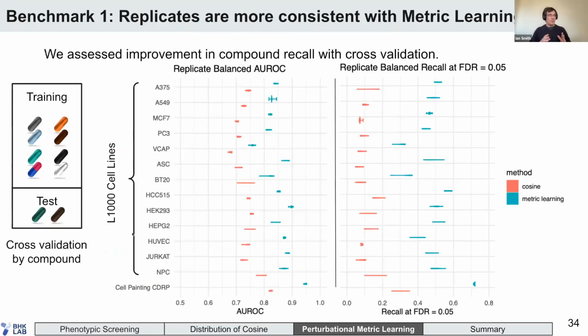Okay, so these next two slides kind of summarize the main results. This is the first benchmark. We do cross-validation, so we train on 80% of the compounds and leave 20% of the compounds held out as test. We then evaluate on the test set the AUROC and the recall, the power, at a particular FDR. Each one of these rows represents a different cell line for L1000, and the cell painting data set is down here because it's all in one cell line. On the left, you can see the AUROC. Cosine has an average AUROC of around 0.72, whereas with metric learning it's closer to 0.85. So quite a dramatic improvement, and in every context we look at.